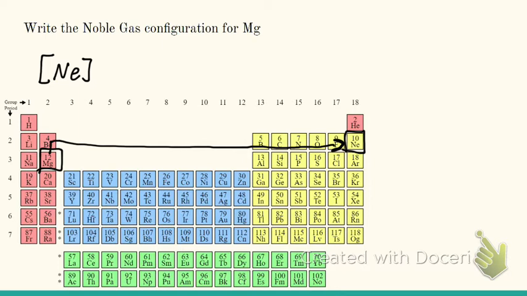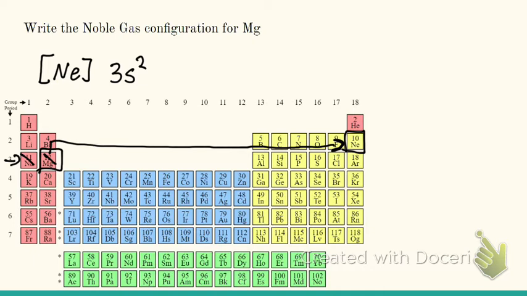So our Ne is in row 2, so we're going to continue on to row 3. So we are going to be in our 3s, and it takes our 2 electrons to get to our magnesium. So we get our 3s2. And that is going to be the noble gas configuration for magnesium. So it shortens our electron configuration a lot.